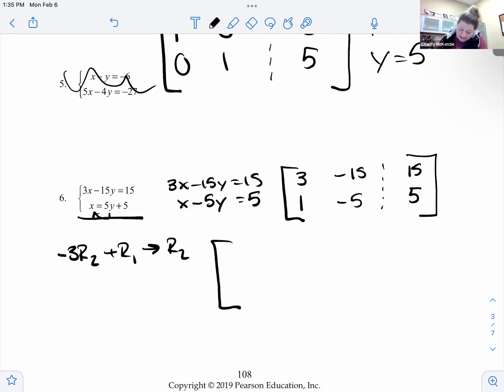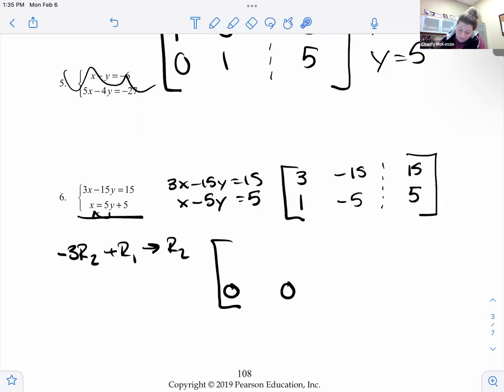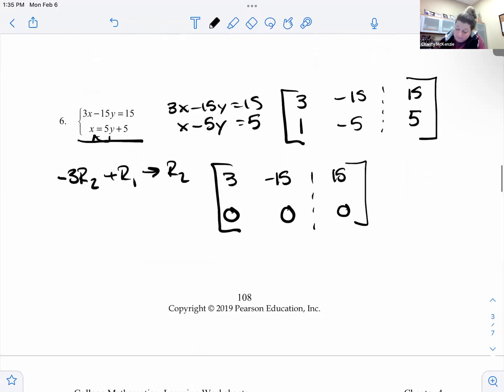Negative 3 times that, that's going to make a 0 here. And then negative 3 times negative 5 is a positive 15, so I get a second 0 here. And then negative 3 times 5 is negative 15. I get another 0 here. I just got a whole row of zeros. Top row stayed the same. Okay, if I get a row of zeros, it's the same as if I would have got 0 equals 0 or 2 equals 2. I have many solutions.